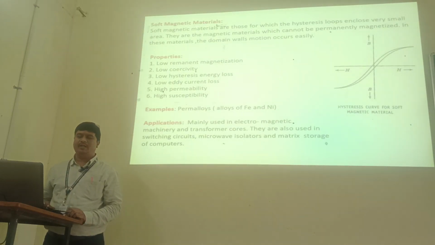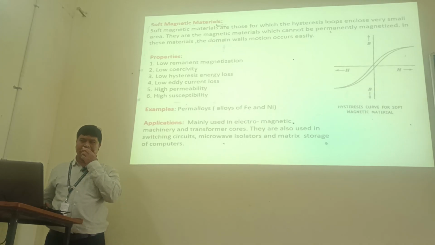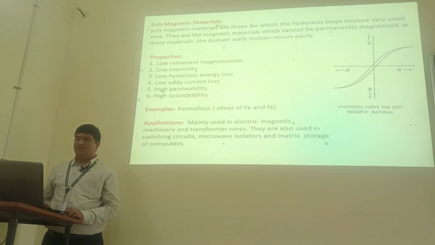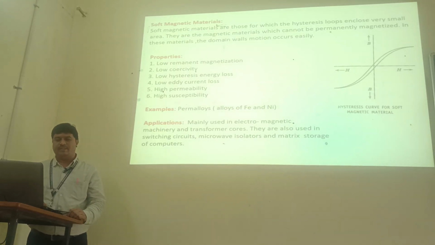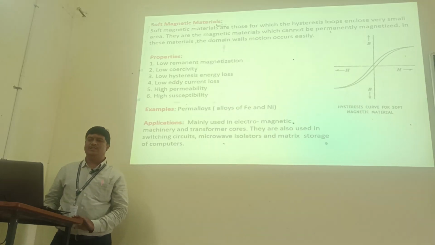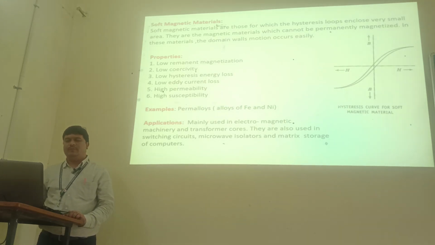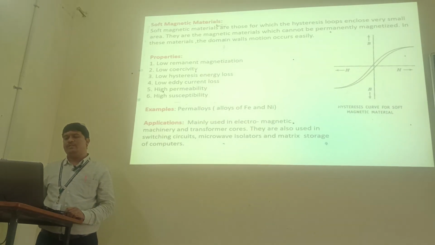Next, soft magnetic material. A material that is easily magnetized or demagnetized is known as a soft magnetic material. Then the area of the hysteresis loop will be small. Properties: low retentivity, low coercivity, low hysteresis energy loss, low eddy current loss, and high permeability, high susceptibility. Examples: permalloys, like alloys of iron and nickel.